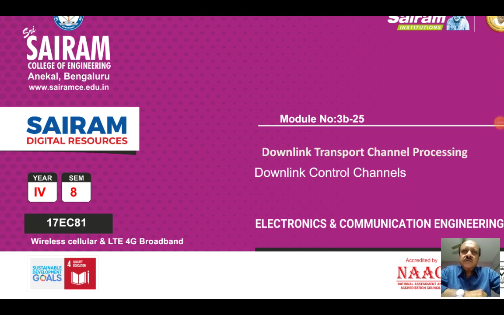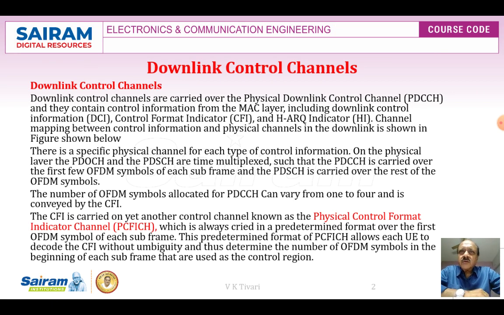Good morning all. Now we are going to discuss downlink transport channel processing in this particular video. Downlink control channels are carried over the physical downlink control channels and they contain control information from MAC layers including downlink control information DCI, control format indicator CFI and HARQ indicator HI, channel mapping between control information and physical channels in the downlink as shown in the figure.